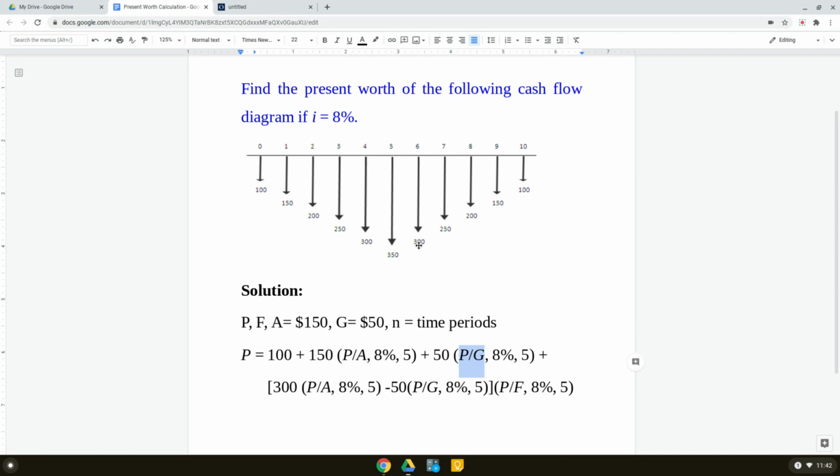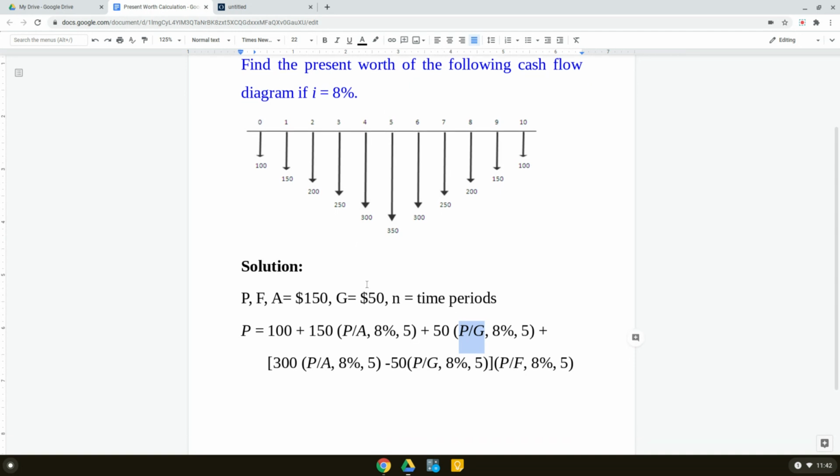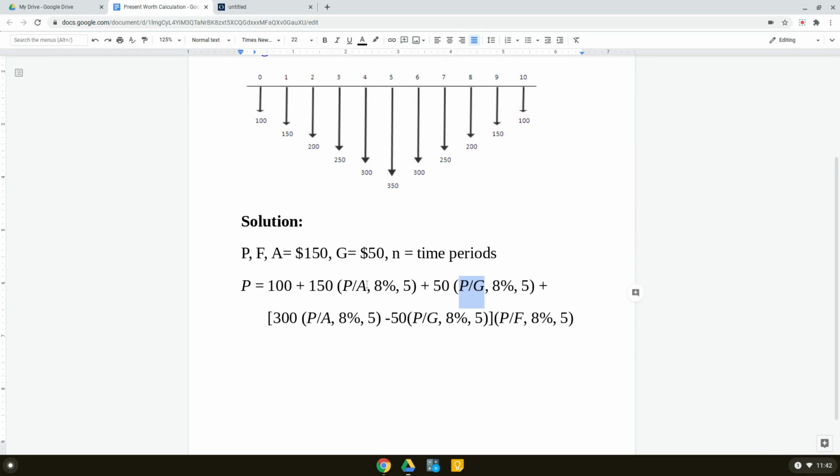Then let's talk about cash flows 6 to 10. As I was saying before, we first bring these cash flows to time period 5, find their equivalent value in time period 5, and then discount them back to time period 0. So here is how we can do it. We have 300, 250, 200, 150, and 100. If you consider a common 300, for example, that would be an A value of 300.